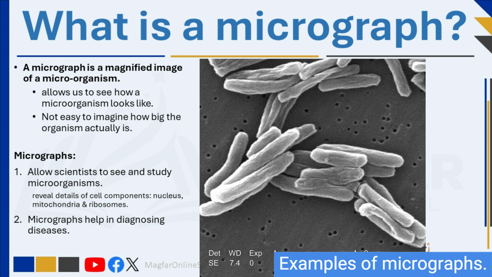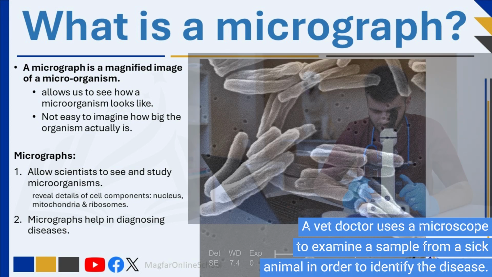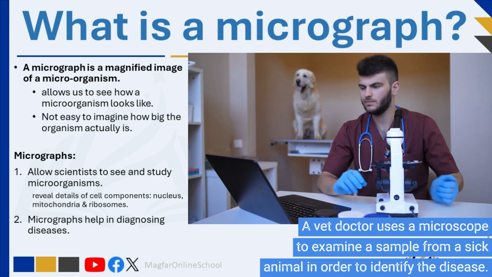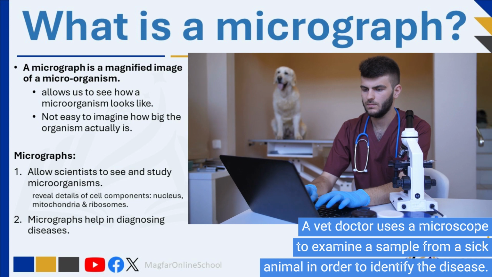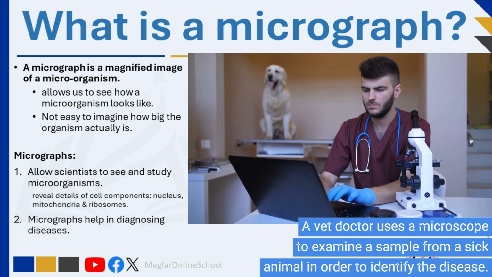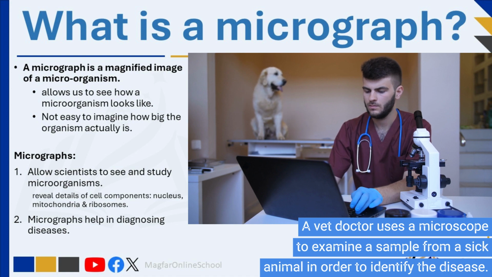Firstly, micrographs allow scientists to see and study microorganisms, cells, and other tiny structures in great detail. Secondly, by using different types of microscopes, micrographs can reveal the details of cell components such as the nucleus, mitochondria, and ribosomes. Lastly, micrographs help in diagnosing diseases by allowing doctors to see bacteria, viruses, and changes in cell structure.